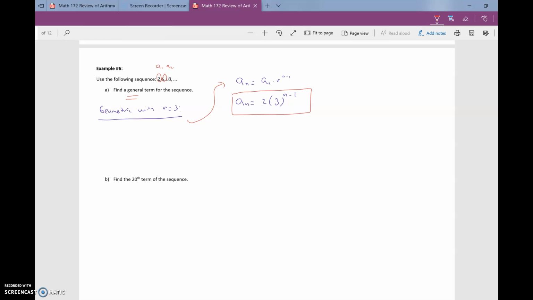Let's actually find the 20th term. So a of 20. In this case, a of 20 is equal to 2 times 3 to the 20 minus 1, or 2 times 3 to the 19th. And let me fix that parentheses, which is going to be a very large value.